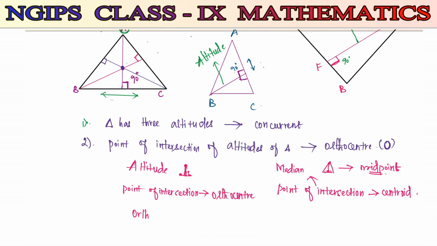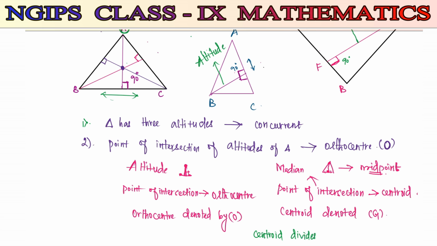The orthocenter is denoted by capital O. The centroid is denoted by capital G. The centroid divides the median in a ratio 2:1. So this is the concept of altitude and median.